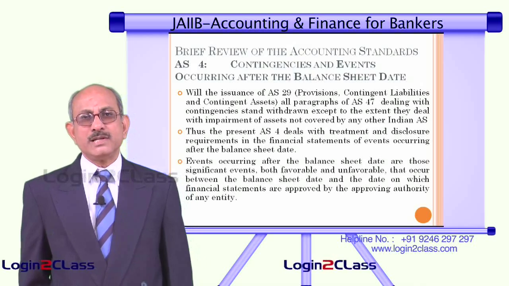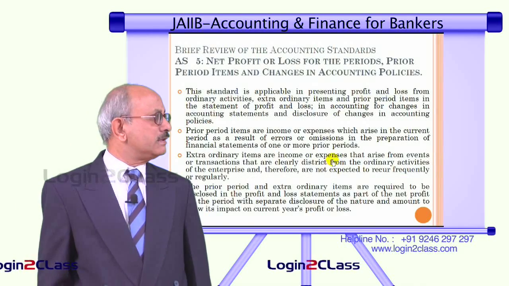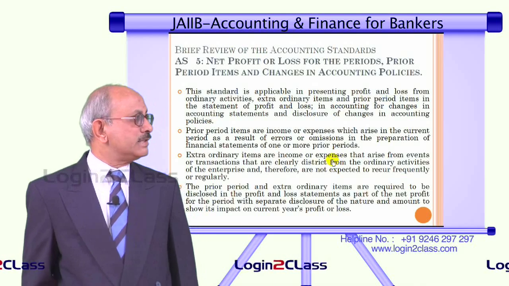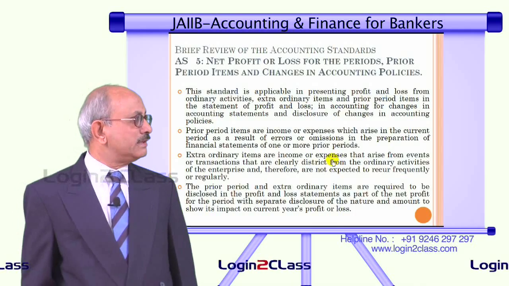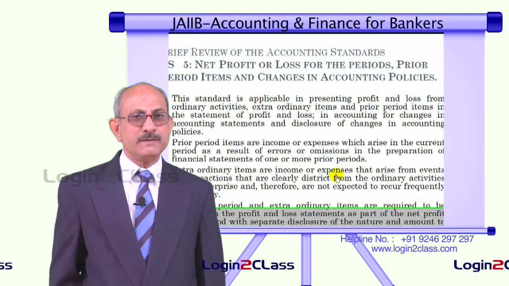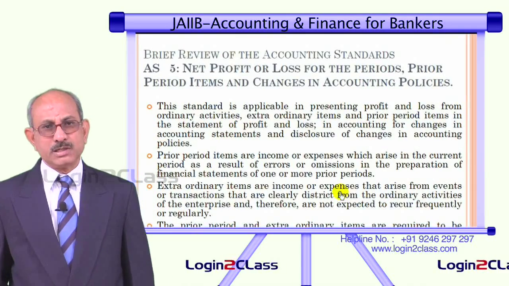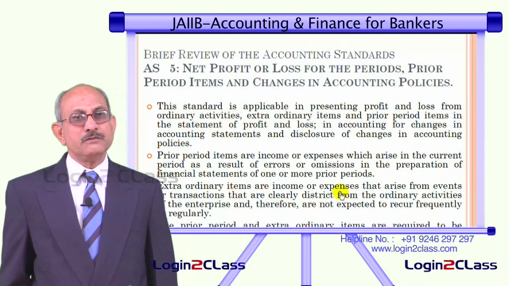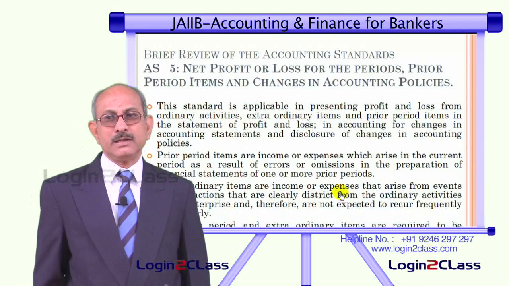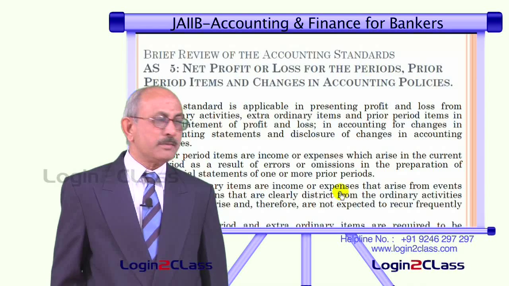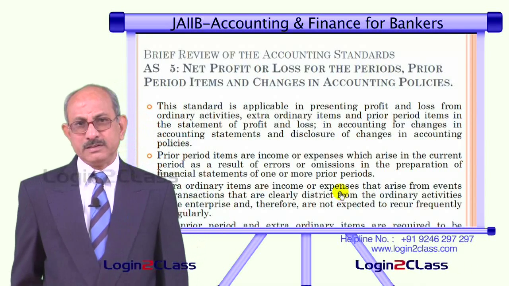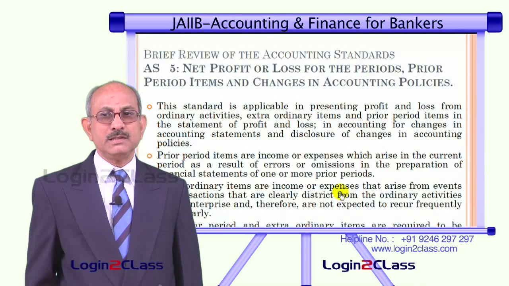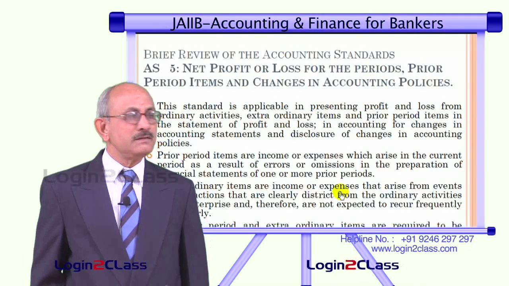Now, let us go to accounting standard 5. It deals with net profit or loss for the period, prior period items and changes in accounting policy. So, there are three parts here. One is net profit or loss for the period, that is, for the period in question. Then the prior period items, that means those items of income or expenditure which do not relate to the present accounting year, but may relate to either previous years or future years, or any changes which may have happened in the accounting policies used in the preparation of the financial statements.